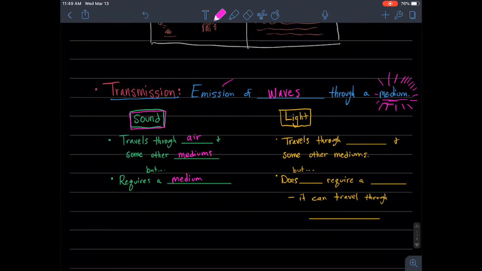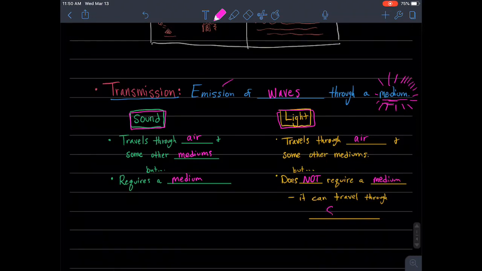Light is very different, or we could say electromagnetic radiation. It travels through air, obviously, because we can see on a day-to-day basis, and some other mediums. It can travel through a window. It can also travel through other types of glass. It can travel through transparent and translucent materials. So it can travel through air and some other mediums, but it does not actually require a medium.